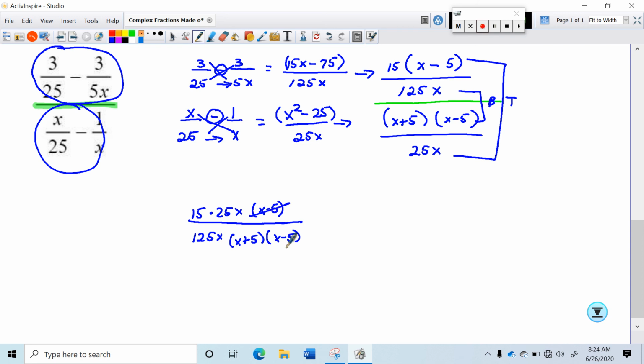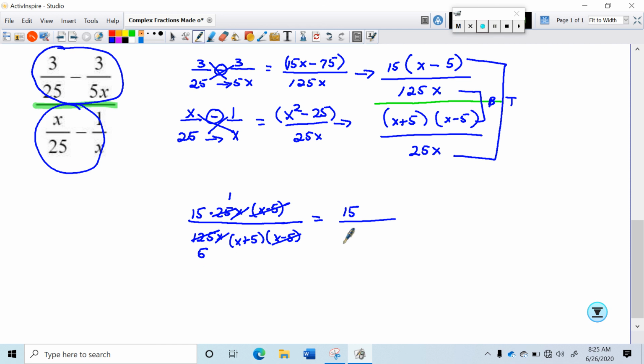Okay, the families, x minus 5's cancel. The x's cancel. Now, I'm not going to multiply this and then simplify because I know 25 goes into 125 5 times. So I'm going to divide both of them by 5. 25 divided by 5 is 1. 125 divided by 5 is 5. So that means in my numerator I have 15 times 1, which is 15. Don't have any families left there.